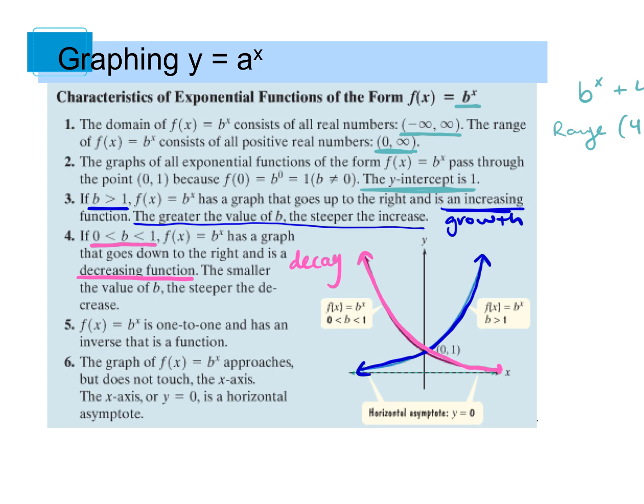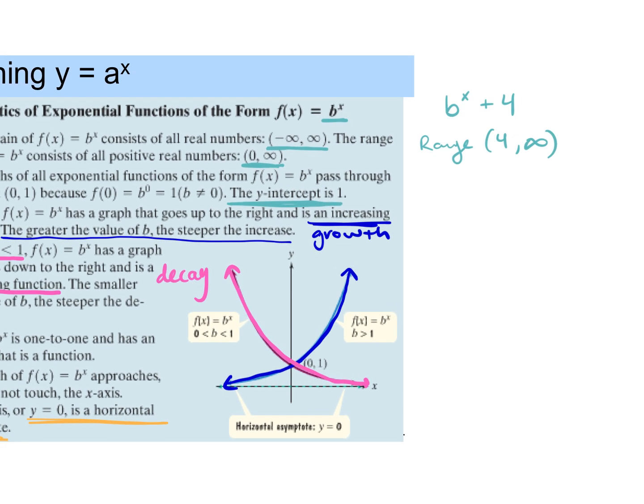And then with our exponential functions, we have a horizontal asymptote. In our base exponential function, our horizontal asymptote is going to be y equals 0. But if we have a shift, it would change. Like if we had b to the power of x plus 4, our horizontal asymptote would be y equals 4.